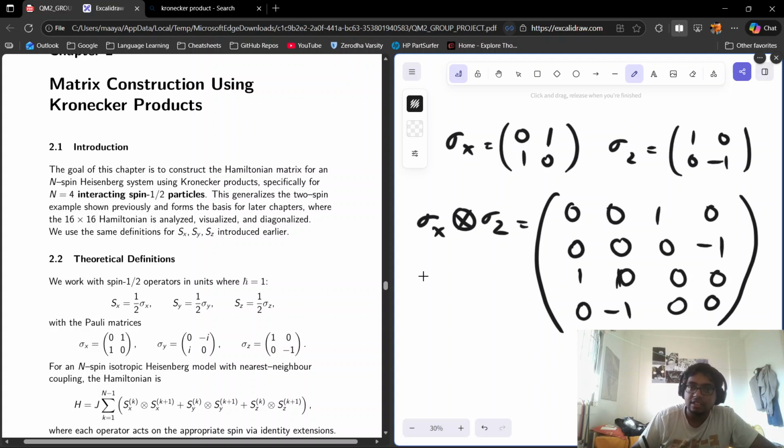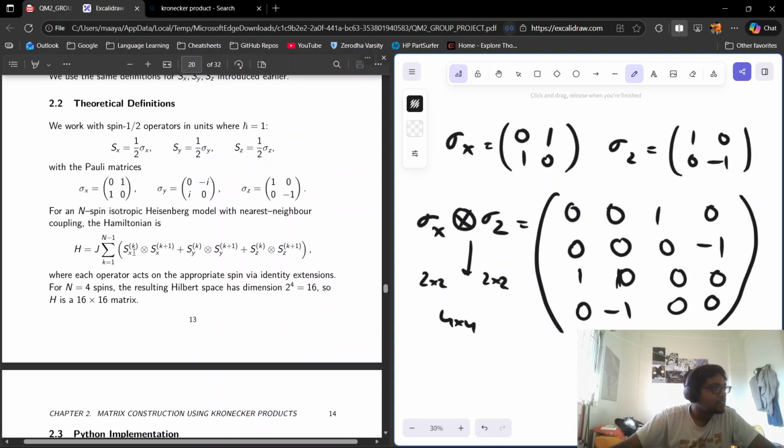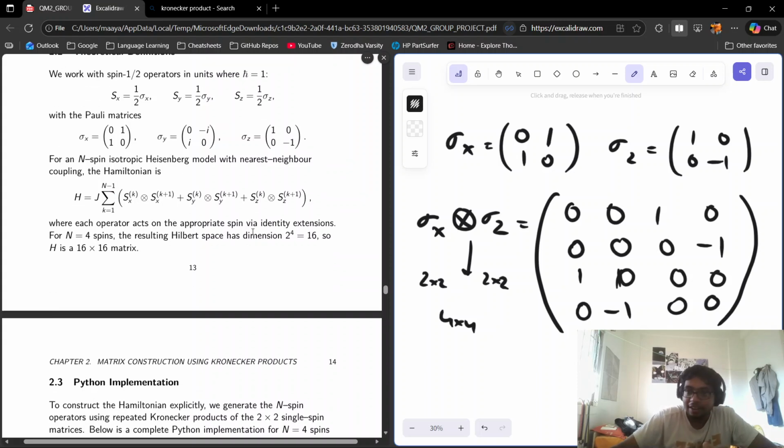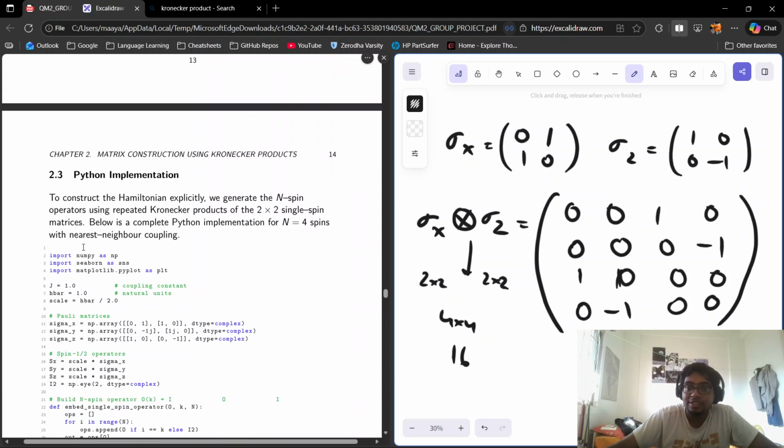As we see here, a 2 cross 2 matrix Kroneckered with a 2 cross 2 matrix gives us a 4 cross 4 matrix. Similarly, as you can see over here, we'll be having an n-spin isotropic Heisenberg model with certain different cross products of the S terms. As a result, the resulting Hilbert space shall have a total of 16 cross 16, 16 times 16 elements. Yeah, 256 elements.